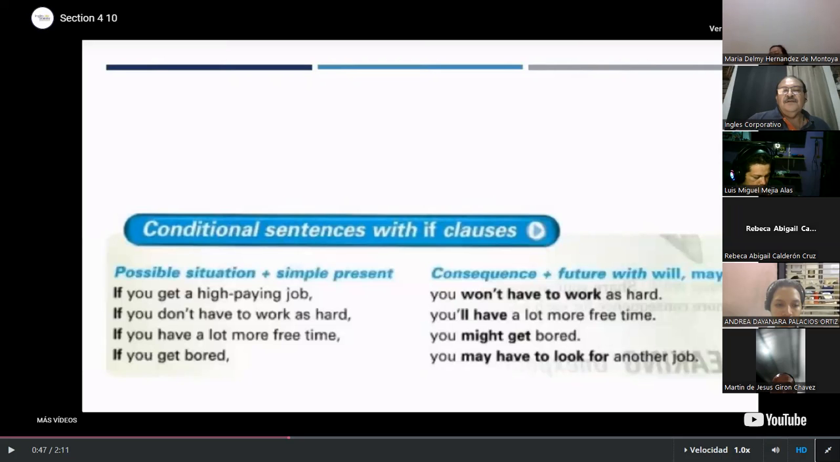If I go to sleep early, my body will be better. Yes, your body will be thankful. You say, thank you very much, Anna, for resting. Okay. Yes, if I go to sleep, my body will be better, will feel better. Okay.